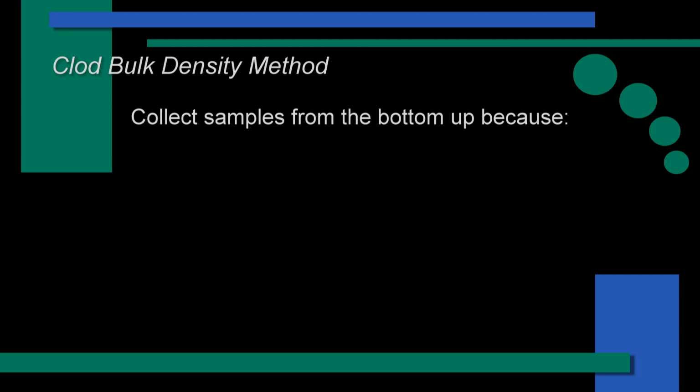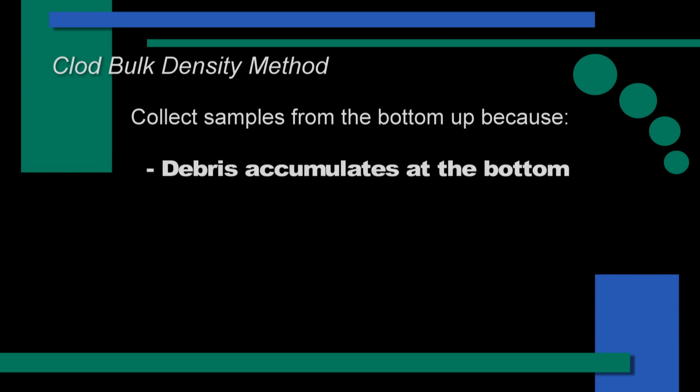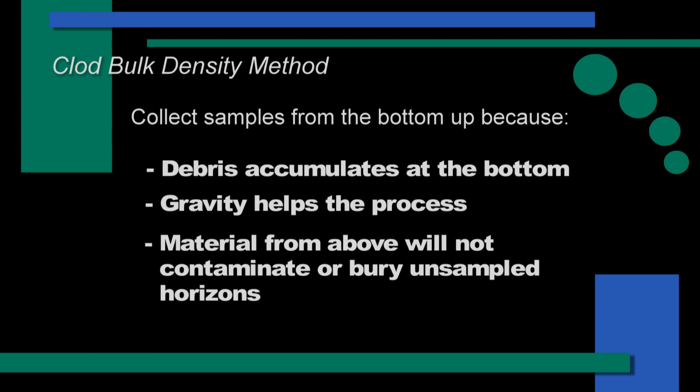That has several practical advantages. As you extract these chunks for bulk density clods, a lot of debris will accumulate in the bottom of the hole. If you start from the bottom up, you don't have to continually re-excavate that debris. Gravity will also help in shearing off these larger blocks from which you extract your clods. It also avoids any contamination of material raveling down from up above.